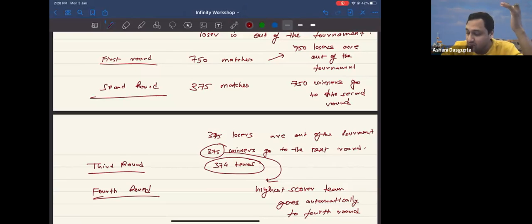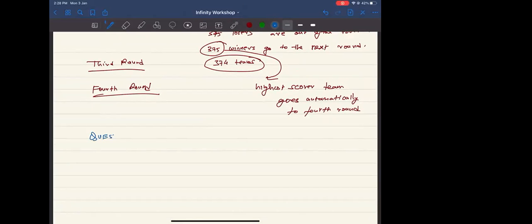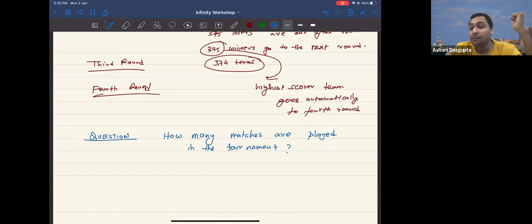So can anyone tell me, here is the question. How many matches are played in the tournament? What is the total number of matches that are being played in the entire tournament in all the rounds? There will be several rounds like this, right? So all of you try to do this on your pen and paper. Try to calculate exactly how many matches will be played in this entire tournament.